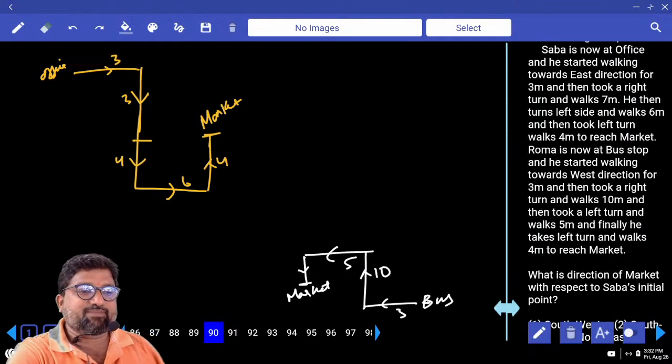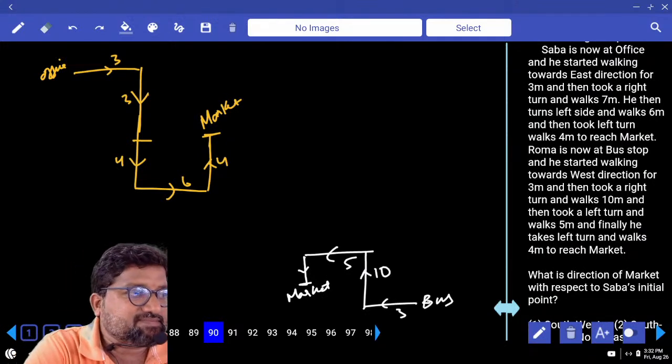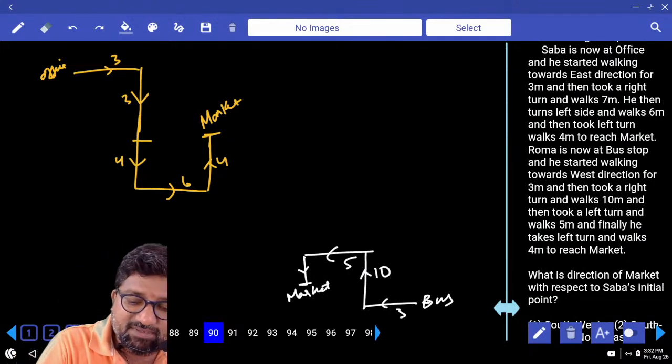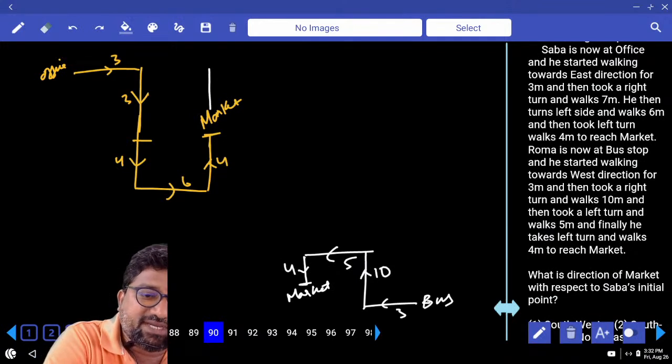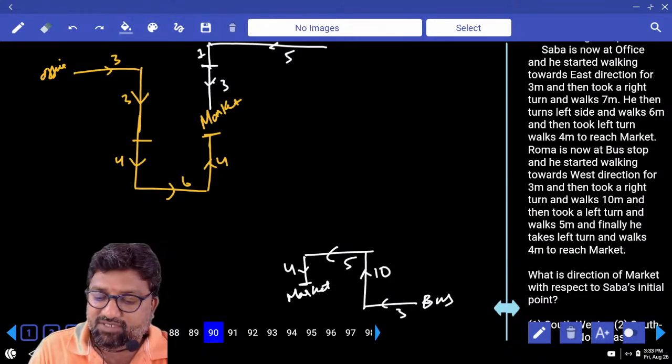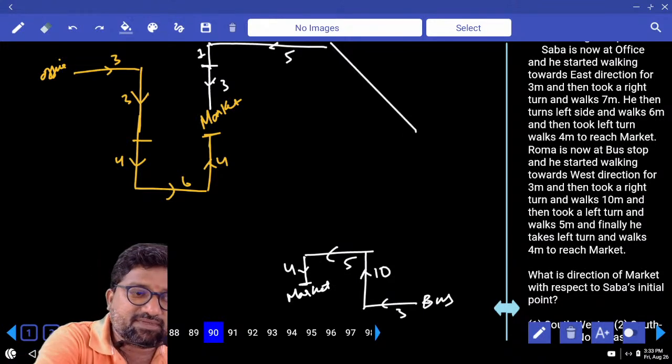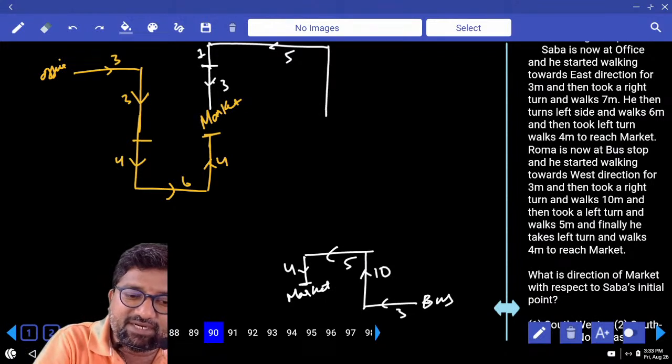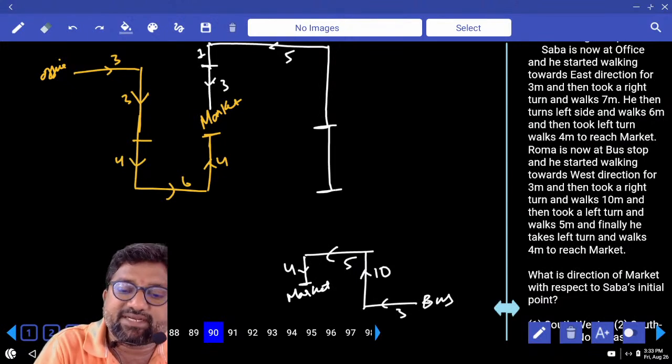Now do we have points that connect these two? From the market we have to go 4 meters up. This is how much? 3. Extra 1. Again take a right turn. How many? 5. Next is what? 10. Till here it is 4, right? 3 plus 1 is 4. Again another 4. 8. Extra.